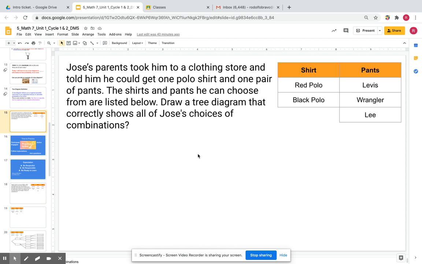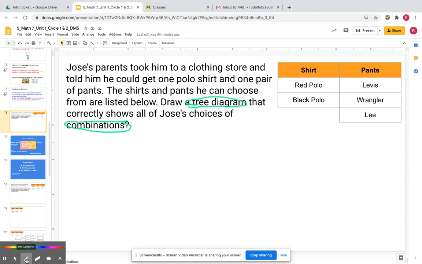Go ahead and read it to yourself again. After you're done reading this again to yourself, definitely ask yourself, what is this question or statement asking you to do or find? All right, I hope you were able to identify that it was telling you to do a tree diagram to correctly show the combinations that Jose can pick from.